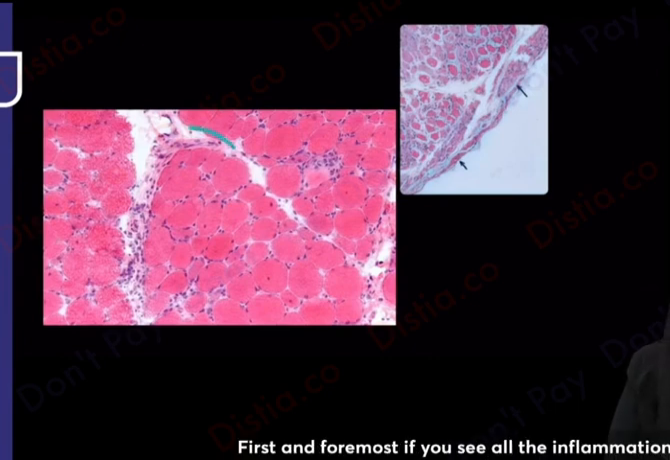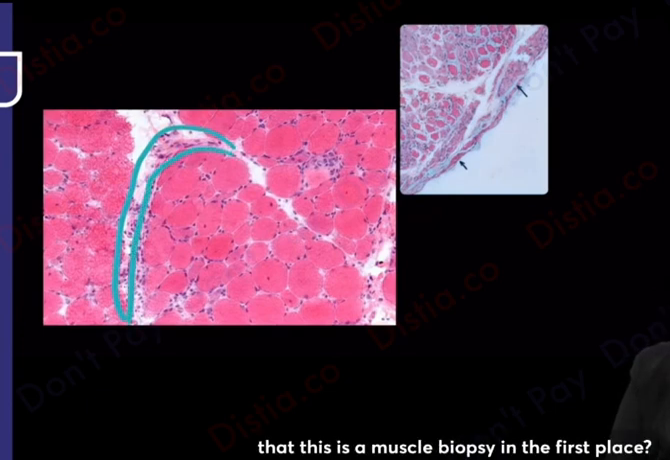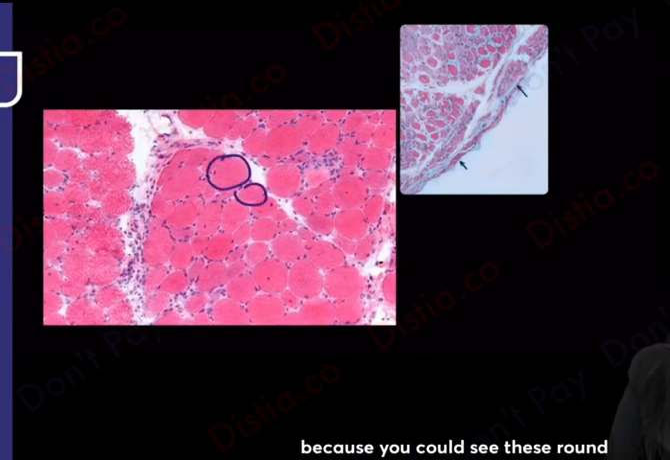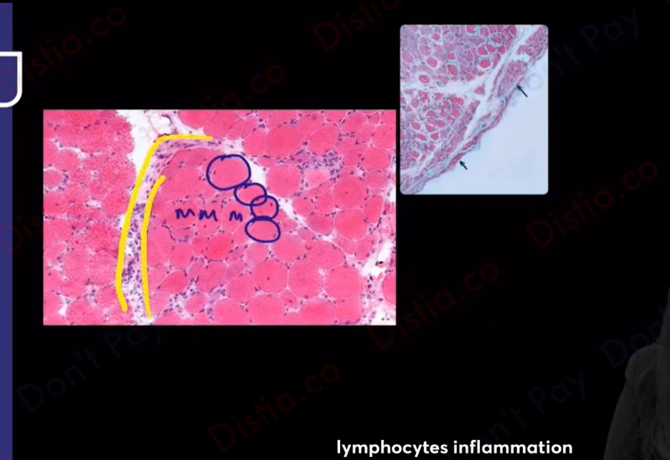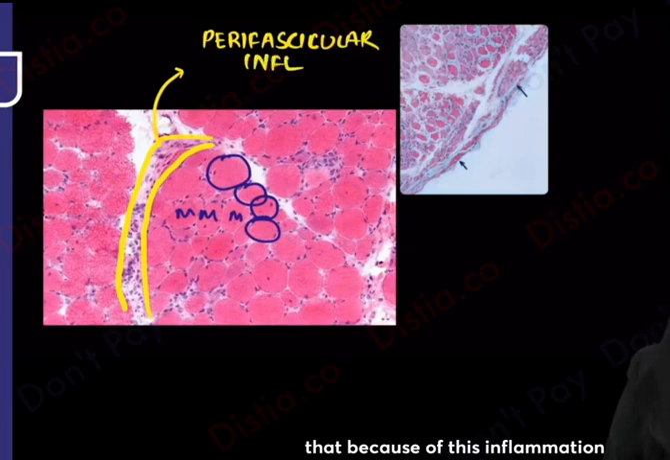First and foremost, you see all the inflammation. Were you able to analyze that this is a muscle biopsy in the first place? How did you analyze that? Because you could see these round cut muscle fibers. But you will definitely see that the lymphocytic inflammation is at the perifascicular area, around the fascicles. And because of this inflammation, there is also perifascicular atrophy.